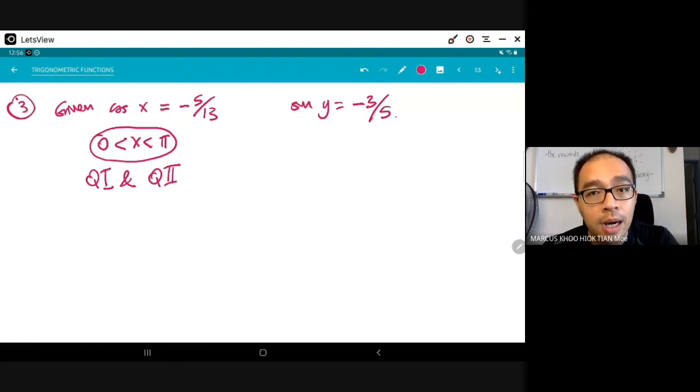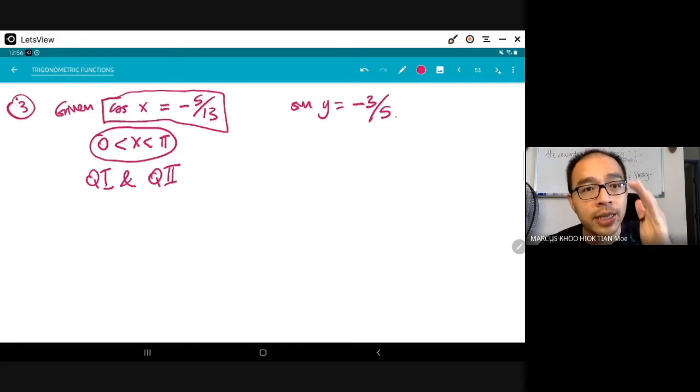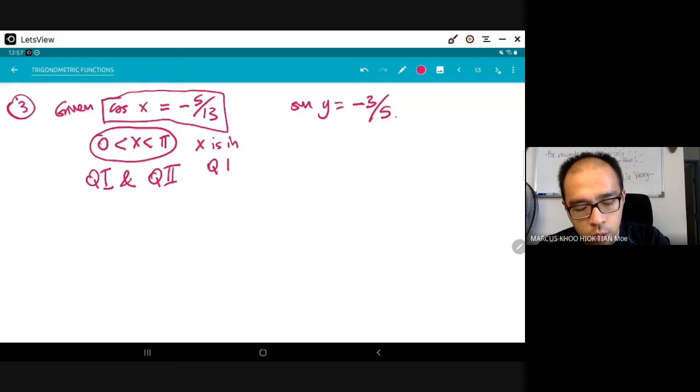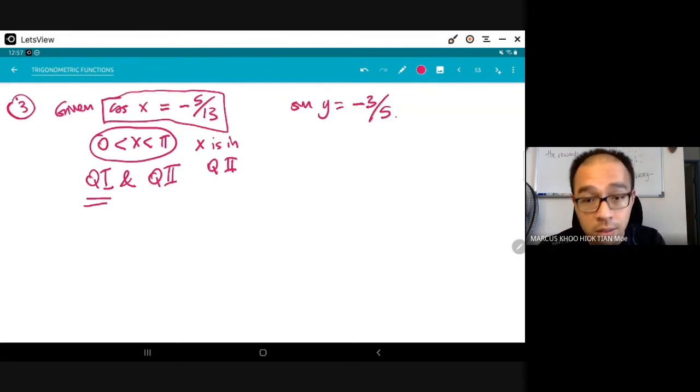Only sine is positive. And that's why we see here cos x equals negative 5 over 13. It's a very big clue. It's telling you that x is in quadrant 2, because cos x negative 5 over 13 cannot be in quadrant 1, because in quadrant 1 all values, cos, sine, tangent, are positive. So this one is out. That's why the question is giving you this, to tell you that x is in quadrant 2.